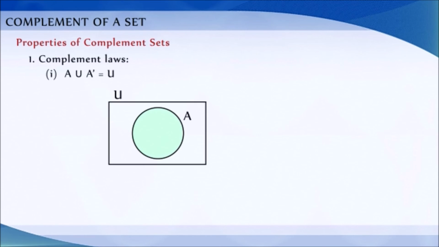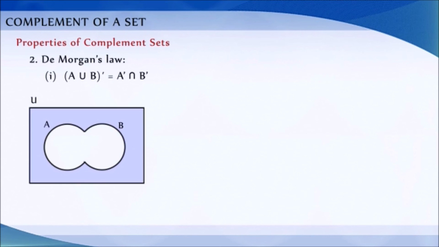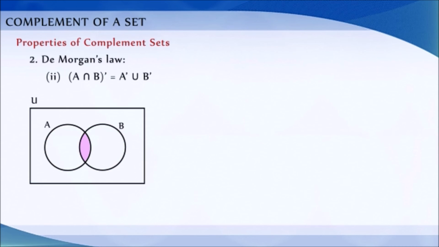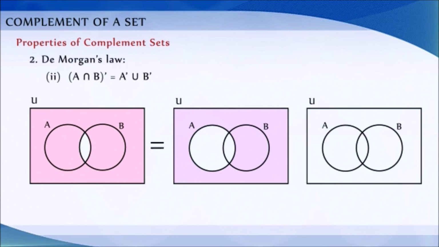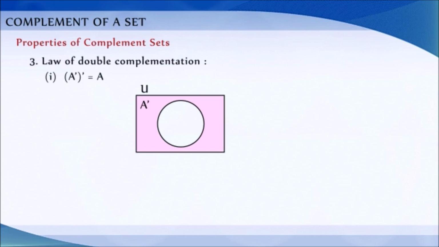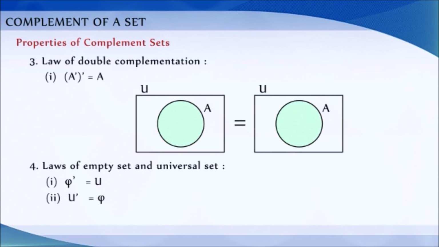Some properties of complement sets. Complement laws: A union A complement is equal to the universal set and A intersection A complement is equal to the null set. De Morgan's law: A union B whole complement is equal to A complement intersection B complement, and A intersection B whole complement is equal to A complement union B complement. Law of double complementation: A complement the whole complement is equal to A. Laws of empty set and universal set: null set complement is equal to universal set and universal set complement is equal to null set.